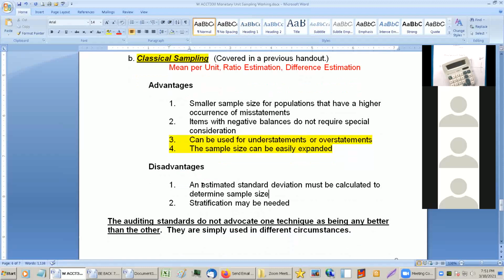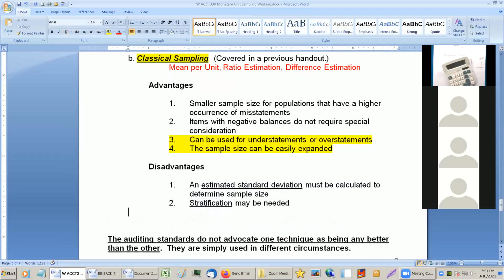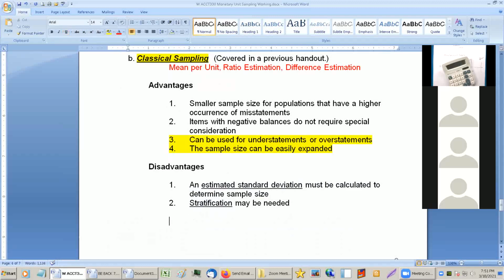You've got to estimate the standard deviation. This is the problem. That can be kind of a hassle. And stratification may be needed. You recall doing that. Stratification is like you talked about a long time ago. Say accounts that are over 10,000, maybe you test 100% of those.